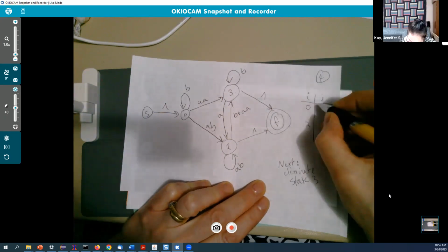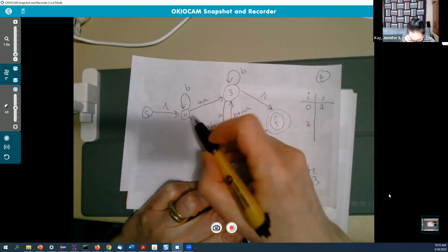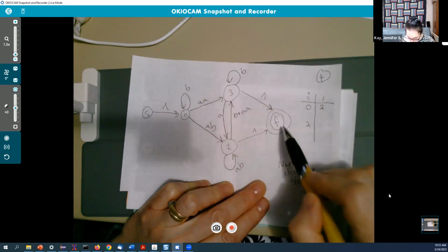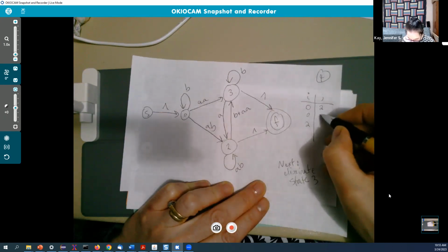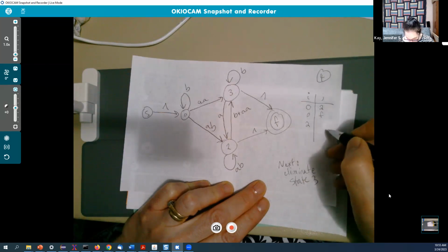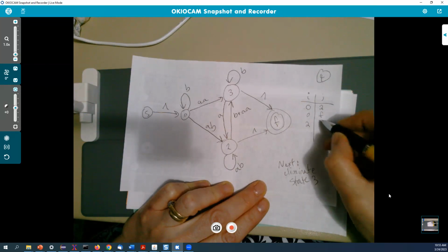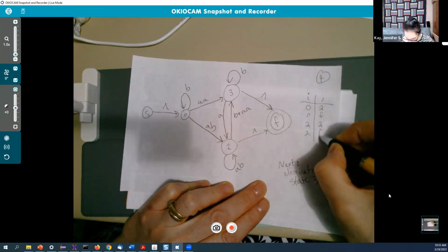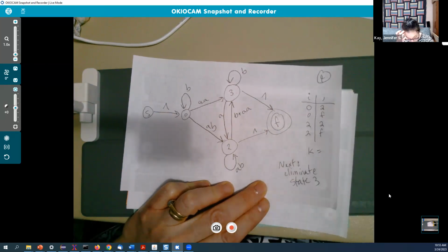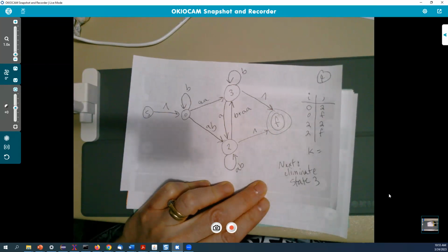Right. So we have to go from 0 to 2, because we can get to 3 and then leave and go to 2, or we can go to 3 and go to F. So that's 0, 3, 2, and 0, 3, F. And what about from 2? We start at 2, we go to 3, and then where can we go? 2 to 2 and 2 to F. Perfect. So these are I's and J's. K is going to be what value? 3. Yep, because we're eliminating state 3.